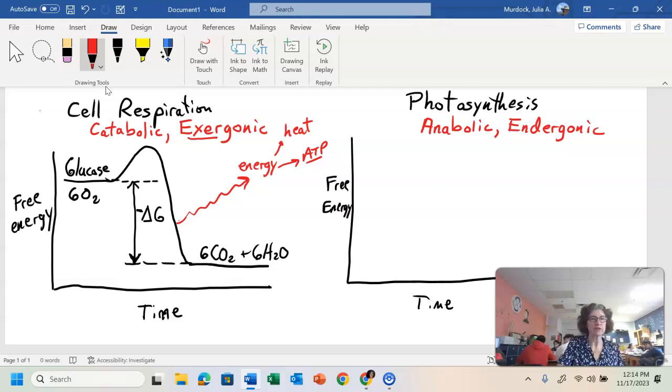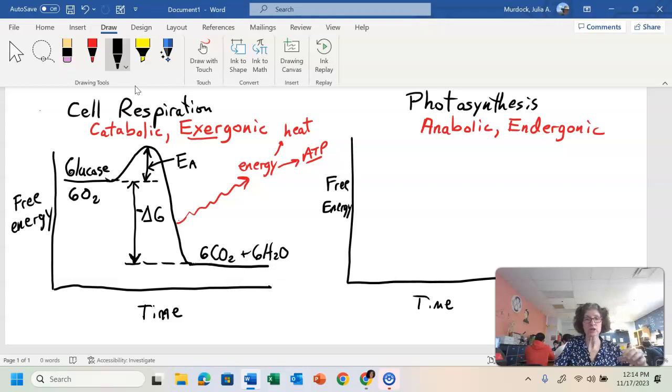Okay, now the other thing that you need to know is the activation energy. The activation energy is the hump that the reactant molecules need to get over before being finished. So that's the activation energy right there. There's your EA.